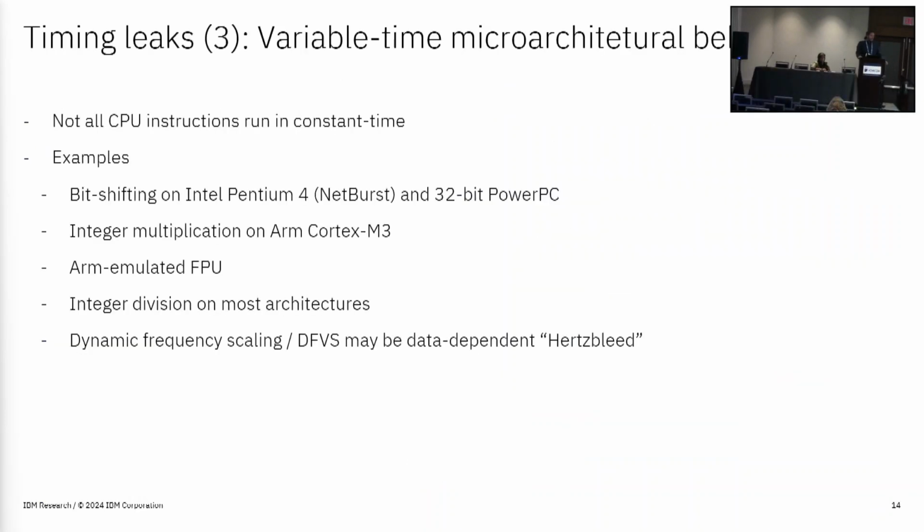Which brings us to the last type of timing leaks, and that's about the more micro-architectural behavior. There it gets a bit more tricky, right? Because everything so far assumed that all CPU instructions run in constant time, which is unfortunately not always the case. There are examples like older Intel Pentium 4 and 32-bit PowerPC architectures. The bit shifting there was not constant time.